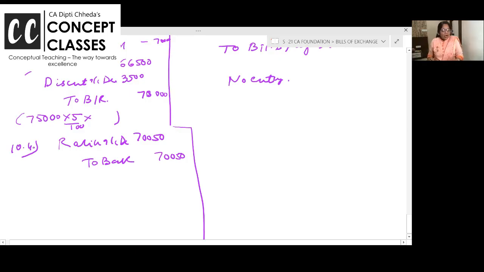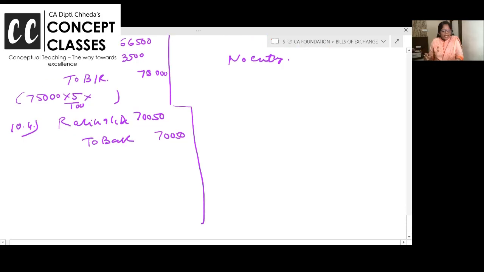Finally, on 11th of April, Drawee settled the bill together with the cost. Okay. So 11th April ko bank to Rahim. This is an extra entry. Bank to Rahim.